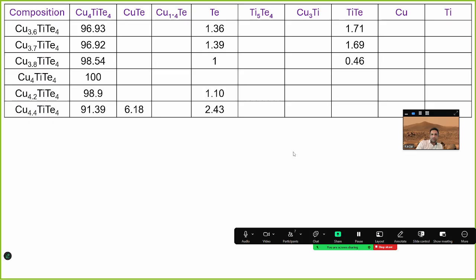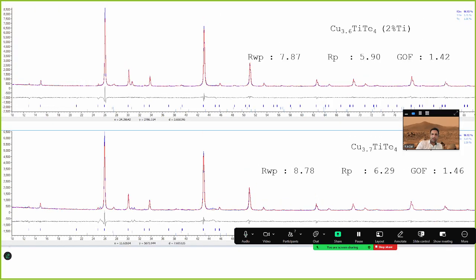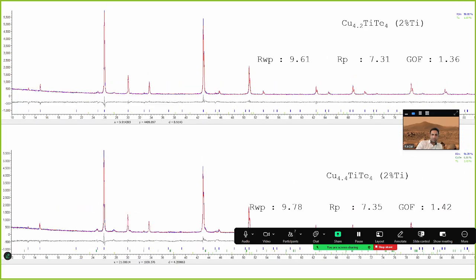But in this table, this is the impurity concentration. Where's the transport data? Yes, I have it. So this is my refinement. I hope this is very good. Do you think it's okay? How do you tell if it's okay? I mean, the GOF is small, Rp and Rwp look small. I think there are no other phases. So hopefully it's okay.